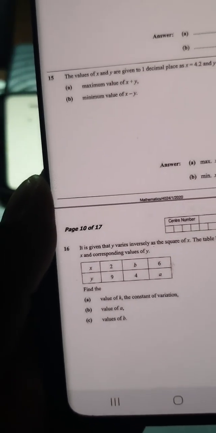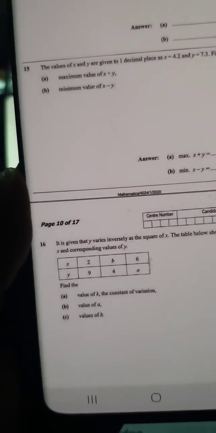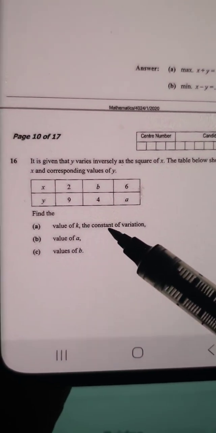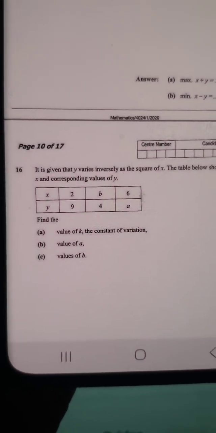So we are saying that y varies inversely as the square of x. So every time you hear inverse, it's 1 over something. So y is now equal to, where there is 1, we put k, constant of variation, over x squared. So the first question they're asking us to find the value of k, the constant of variation.